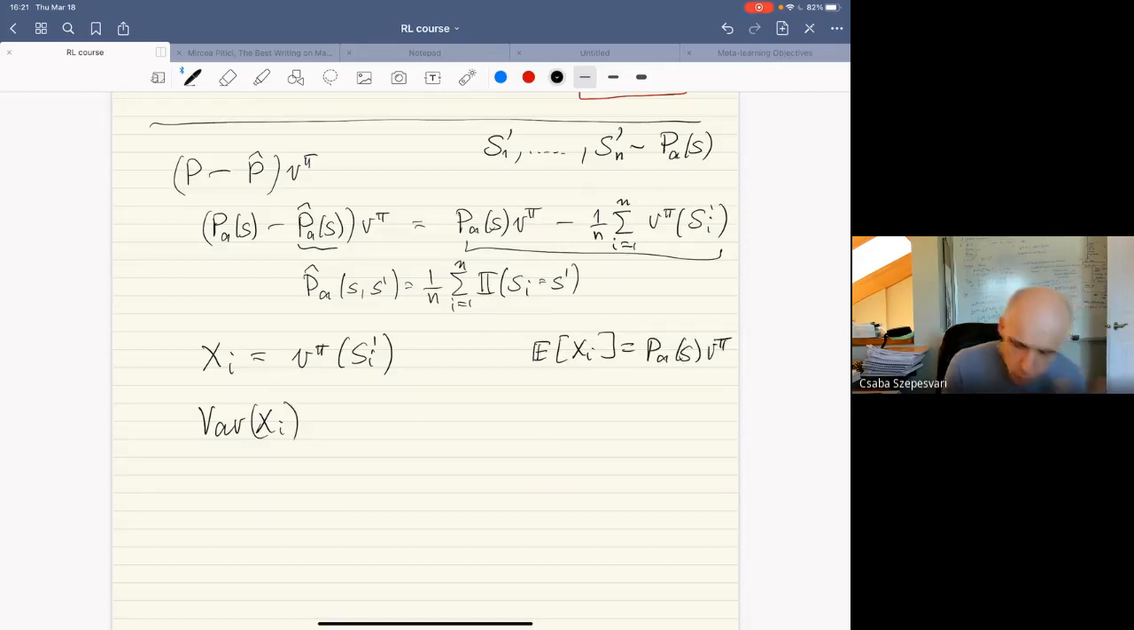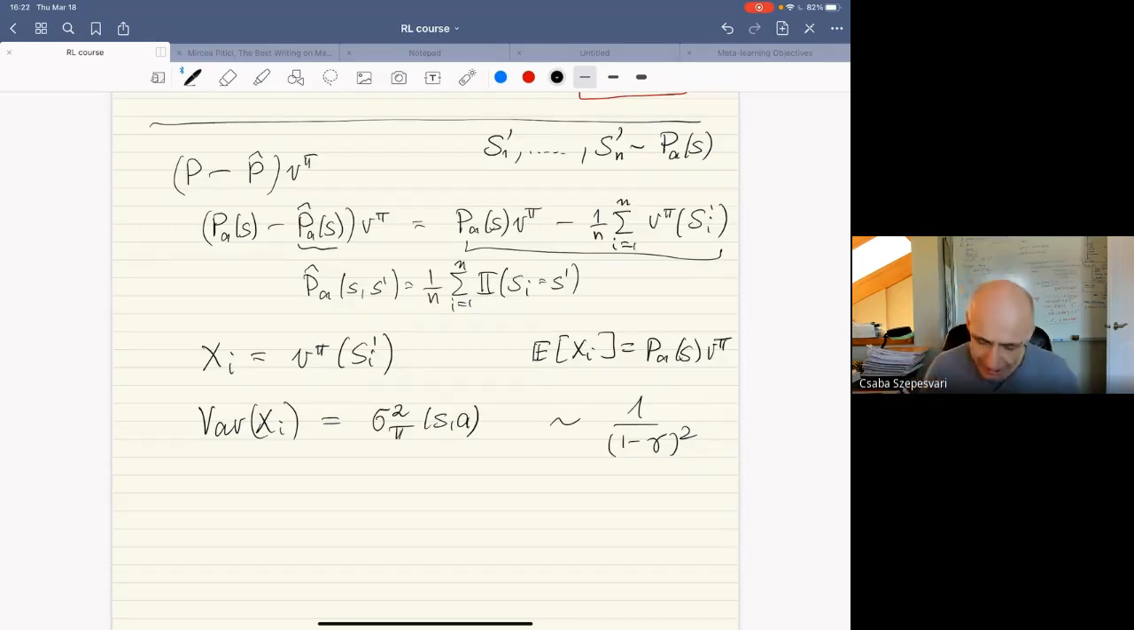And what is the variance of xi? And how big is this variance? So let's call the variance of xi sigma squared pi of s, a. So it's a variance function. For every s, a, you have some variance. And you can't say much about this variance. This variance on its own can be as large as 1 over 1 minus gamma squared. There is nothing much you can do with it.